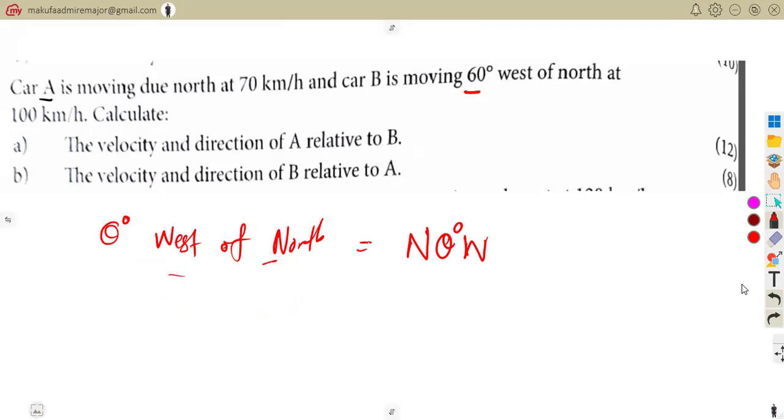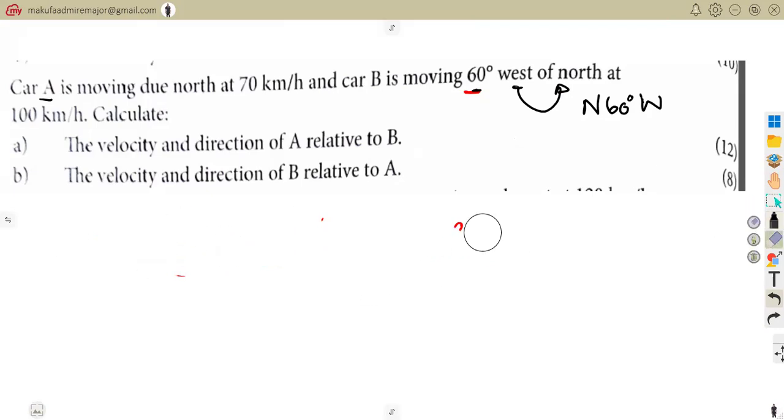Yes, sir. So this is the condition that we are given here. They are saying 60 degrees west of north, which simply means north 60 degrees to the west. Okay, no problem. So let's have a sketch first.